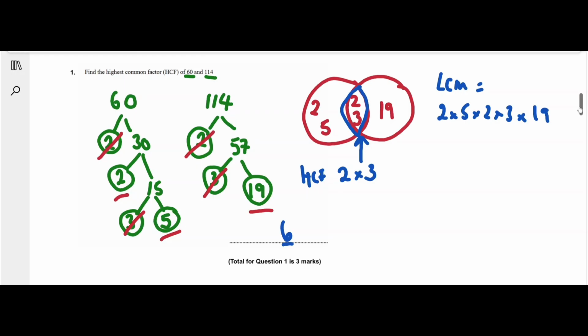Now, if you're doing this on a calculator, because it's a calculator paper, so you should use it, people often don't use their calculator and make really silly mistakes. I see it all the time.